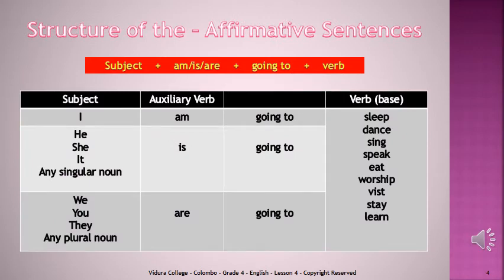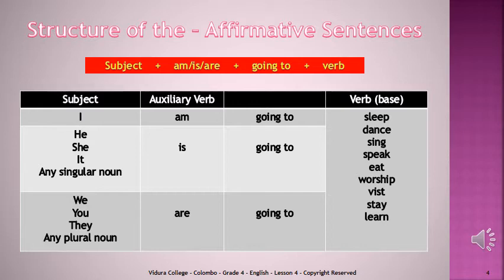My dear children, this is the structure of the affirmative sentences. Here, I have given you a table. In the first column, I have included the subject. In the second column, I have included the auxiliary verb. In the third column, I have included going to. In the last column, I have included the verb.